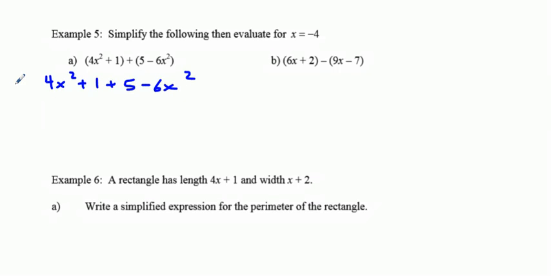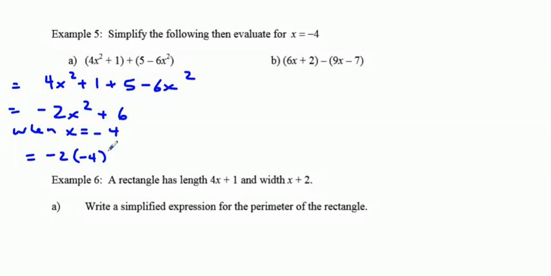And I'm going to gather up my like terms. So 4 minus 6 is minus 2x squared, and 1 plus 5 is 6. I don't have any x's in this case. Now I'm going to evaluate for x equals negative 4, so I'm going to get, this is going to equal minus 2 times negative 4 squared plus 6. BEDMAS tells me I have to do this first, so negative 4 times negative 4 is 16. 16 times minus 2 is minus 32 plus 6, and then my final answer would be minus 26.